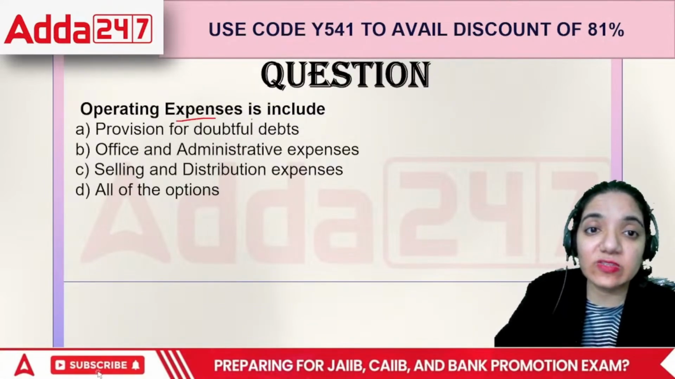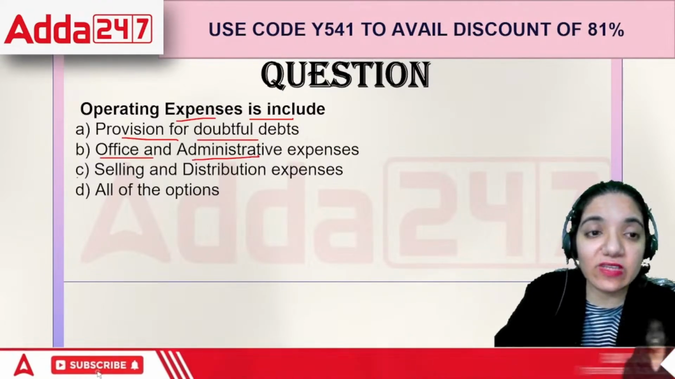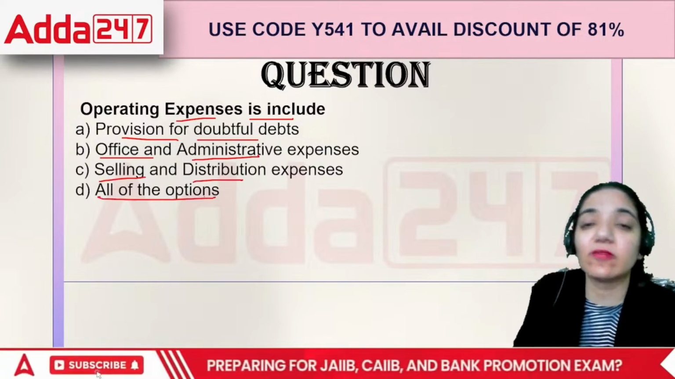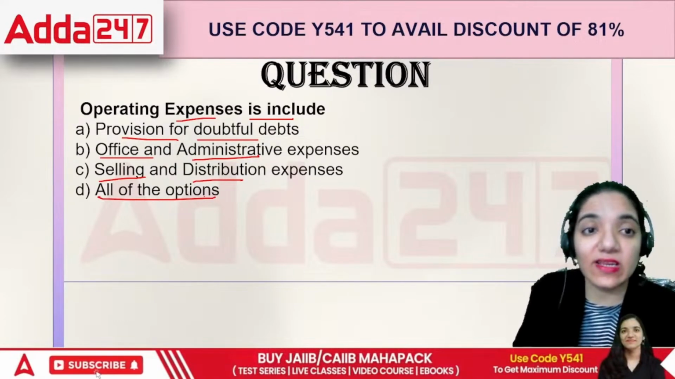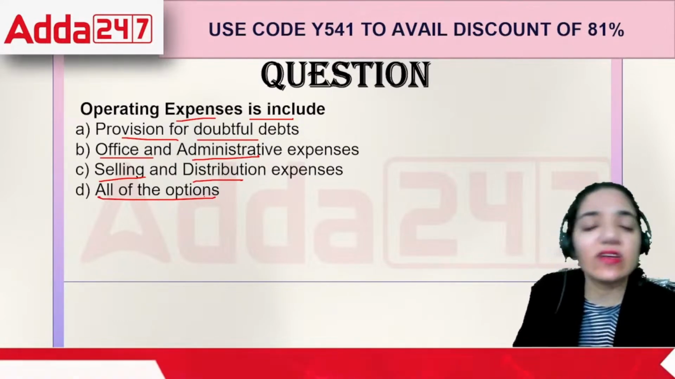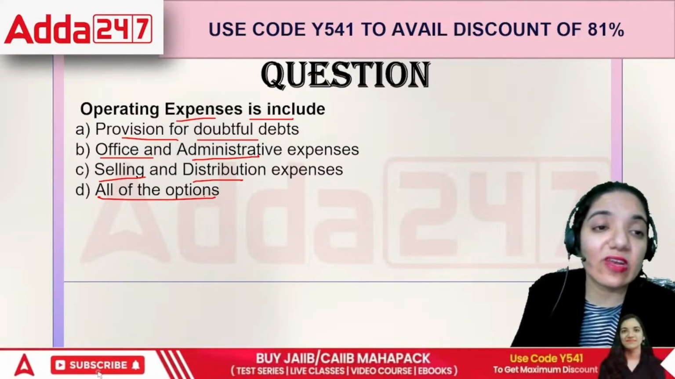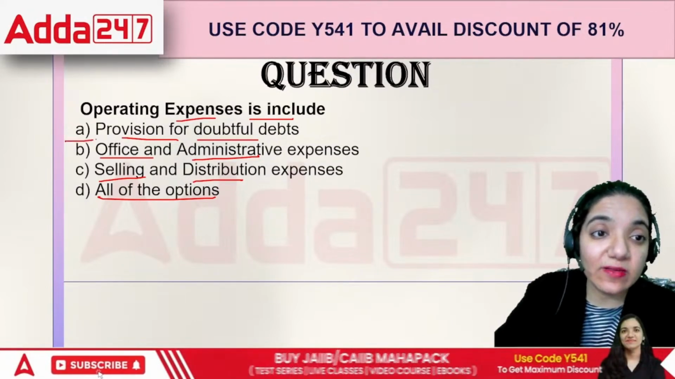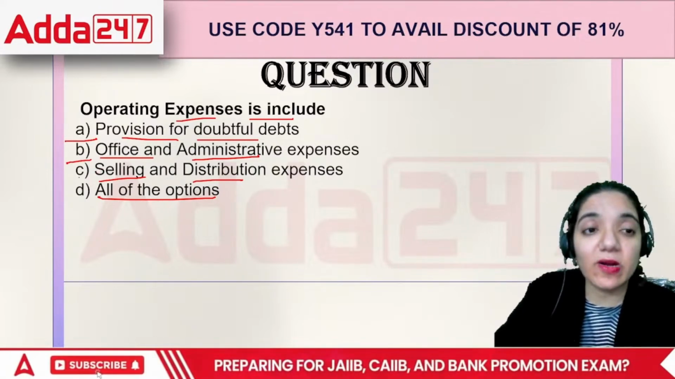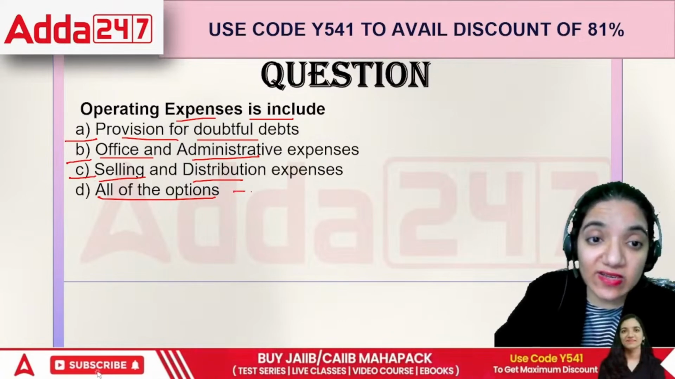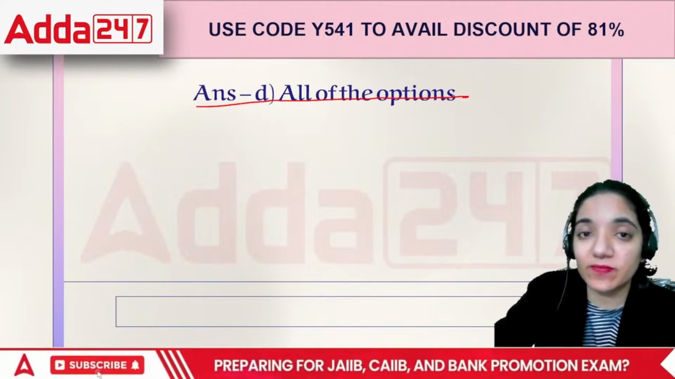Next, operating expenses include provision for doubtful debts, office and administrative expense, selling and distribution, or all of the above. Operating means the day-to-day expenses that are happening in the organization. So doubtful debts are a part of it. Selling is also a part of it, because we try to sell the various goods. When you're trying to sell, we are trying to operate in the best possible way. Office and administrative expenses are also part of it. Selling and distribution is also part of it. So the correct answer is all of the above.